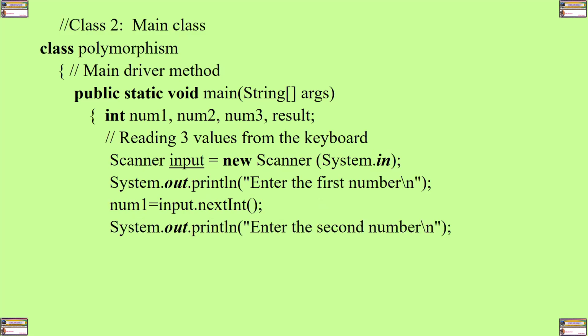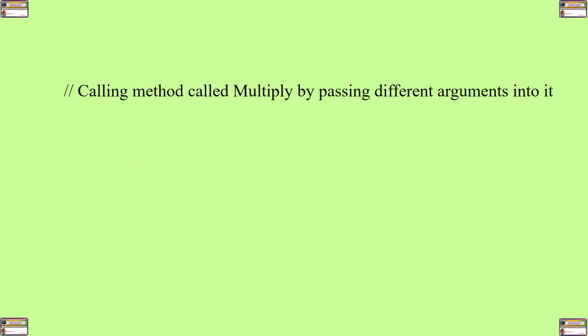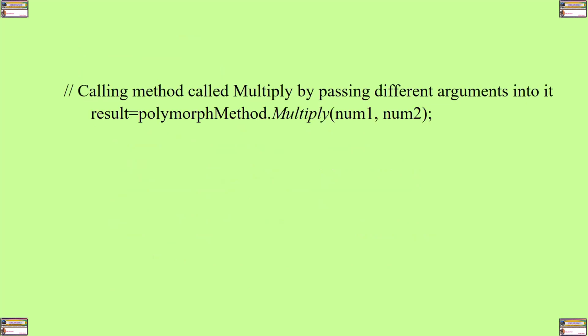From there, it will prompt the user to enter the second number. Then the user keys in the second number. It is going to be read by the method called nextInt, and the value will be assigned in the memory location called num2. Next, it will prompt for the third number. The third number will be entered by the user, and once the user presses the enter key, that value will be stored in the memory location called num3. From there, we can invoke the method called multiply by passing different arguments into it.